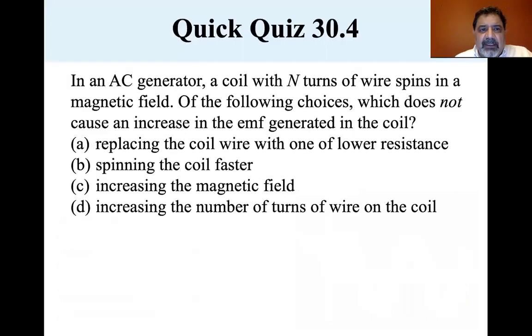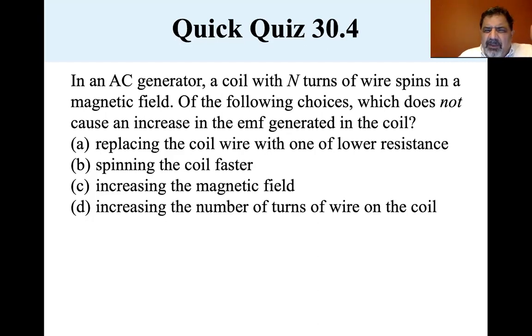Okay, and let's see. An AC generator. In an AC generator, a coil with N turns of wire spins in a magnetic field. Which one of the following choices does not cause an increase in EMF generated in the coil? Replacing the coil with one of lower resistance, spinning the coil faster.